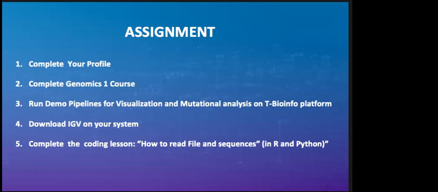Then also, if you've done all this and you still have some time on your hands, you can go ahead and complete the coding lessons. The one specifically for Genomics 1 is how to read files and sequences, how to read DNA sequences or protein sequences into Python.